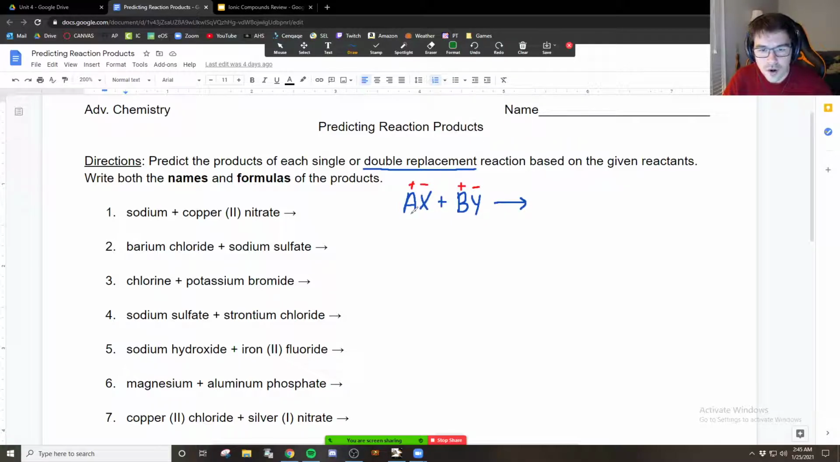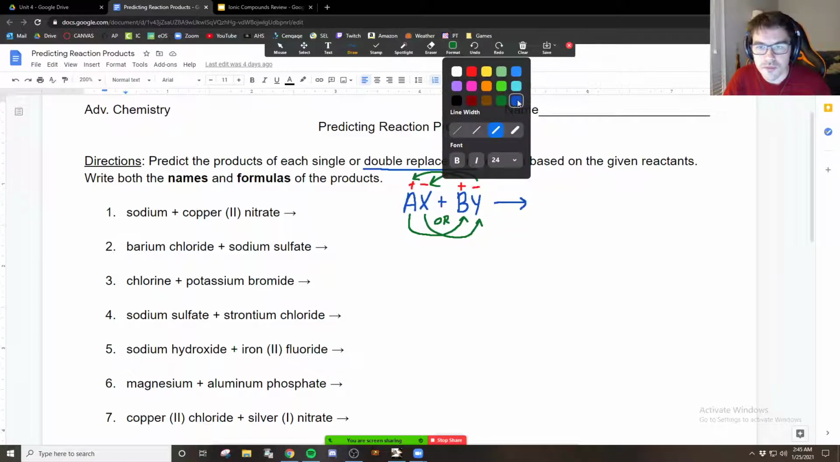Okay, and what happens is the positive cations here are going to swap places. Or you can look at it 2 different ways, okay? Or you could look at it as if the negative ones are swapping place with each other, okay? Either way you look at it, you're going to end up with the same products, okay? Here's what I mean.